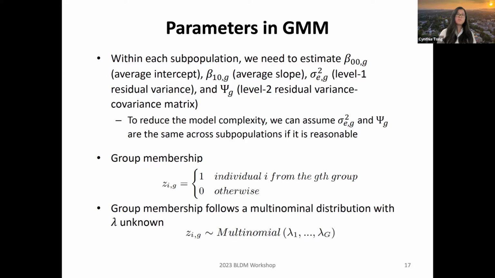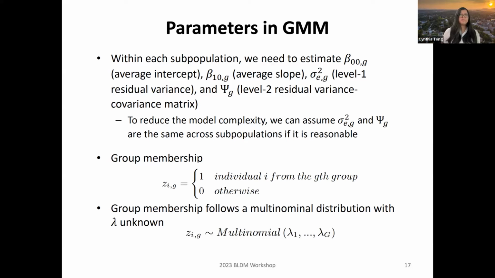To reduce the model complexity, we can assume that the variances and covariances are the same across latent classes or subpopulations, and in practice that's very common to see. So basically all the variances and covariances are constrained to be equal across different latent classes, and we only need to estimate one set of them. For all the fixed effects, like the average slope and average intercept, we assume they are different across latent classes. Okay.